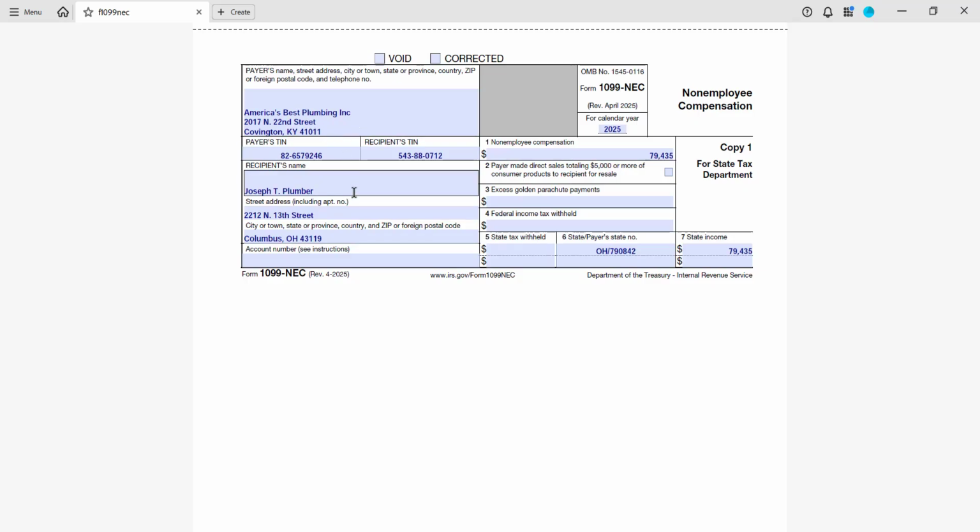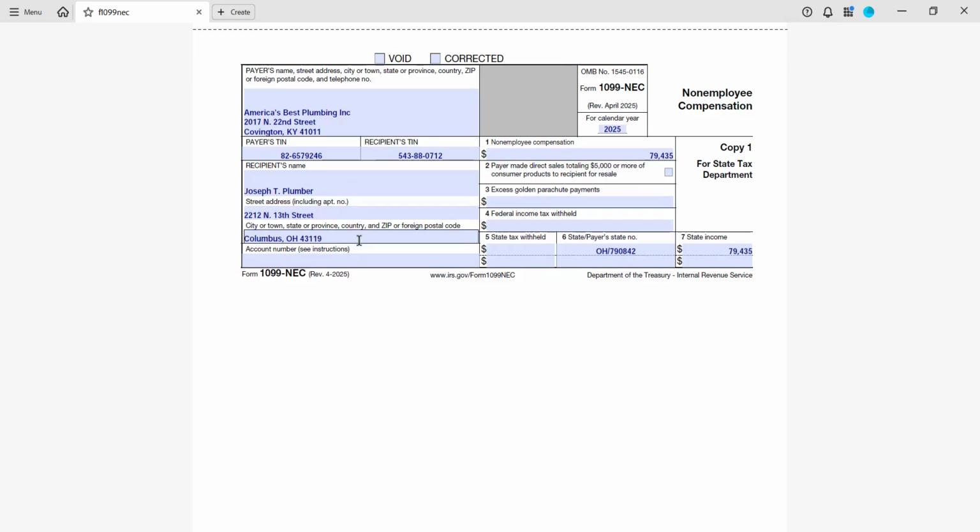Before they ever give Joe a payment, they should collect a form W-9 that already has all of Joe's information, such as his tax identification number, his legal name. Note, we know this is Joe the Plumber, but his legal name as it appears on his tax return is going to be Joseph T. Plummer. And then the address that he wants it issued to.